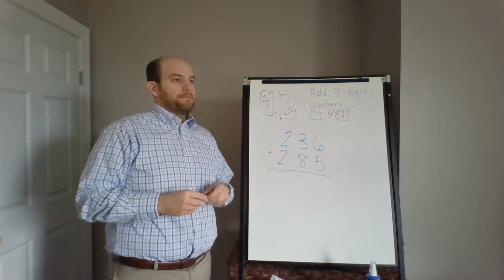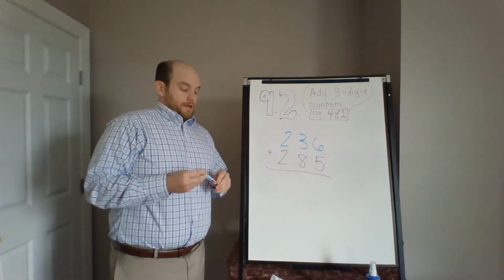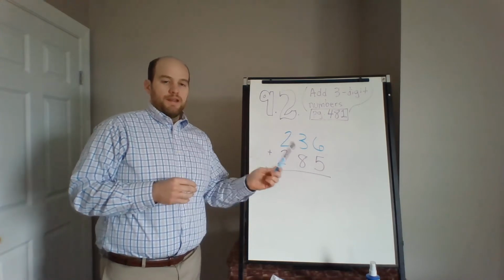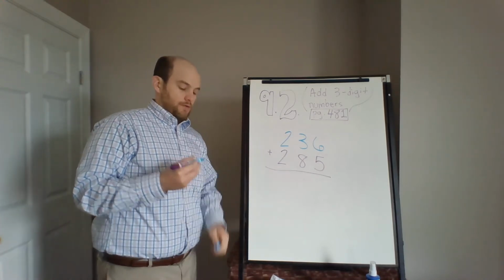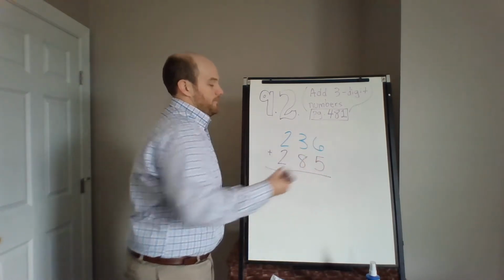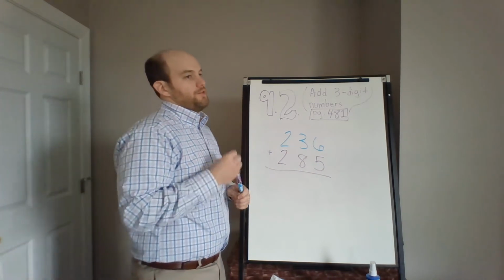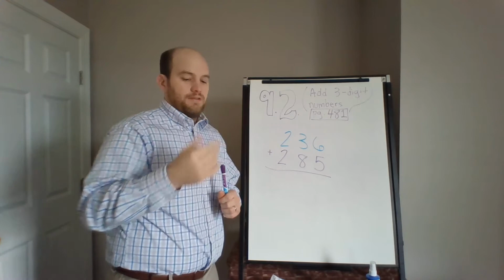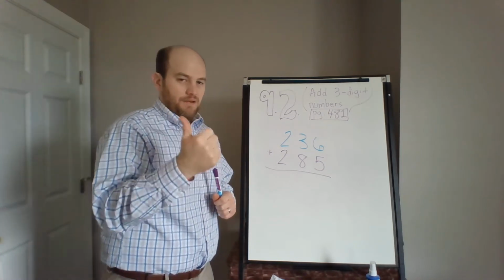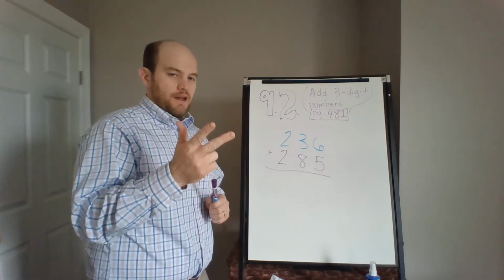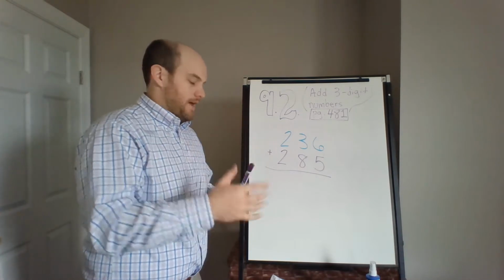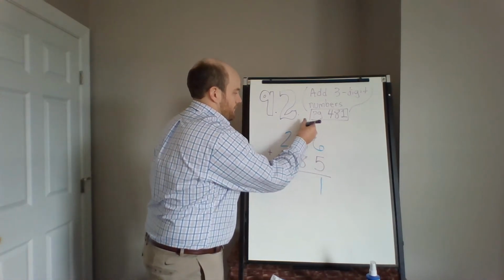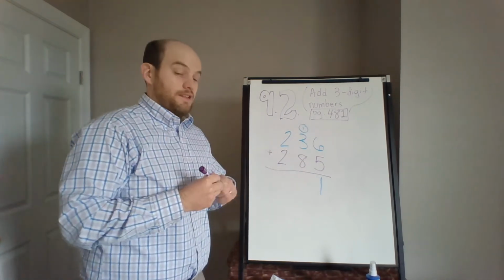I'll wait a little bit. 236 plus 285. Okay, here we go. So first we stop over to our ones column. And we're going to do 6 plus 5. So we put 6 in our head, and then we're going to add 5 to it. So 6, 7, 8, 9, 10, 11. Well, I'm going to put my 1 down, and I'm going to carry over my next 1 to my tens column.